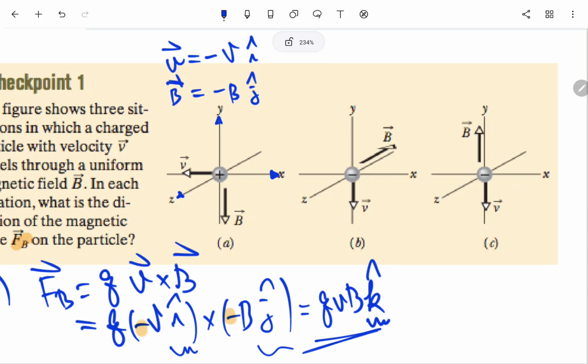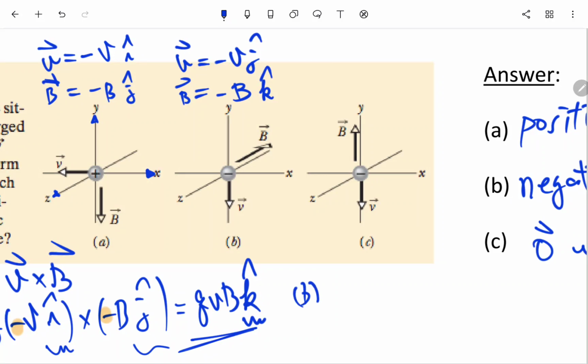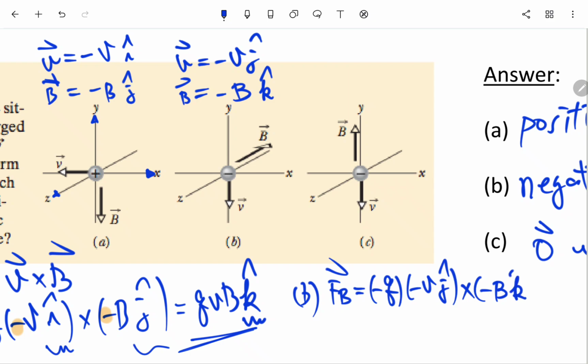And then for the second one, we may also try to do the similar thing. For the v vector, it is the negative y-axis, so negative v j hat, and then the B vector will be negative z, negative B, and z is k hat. For the B part, it will be F_B. This is a negative charge, so I put it as negative q, and then we have negative v j hat cross with negative B k hat.